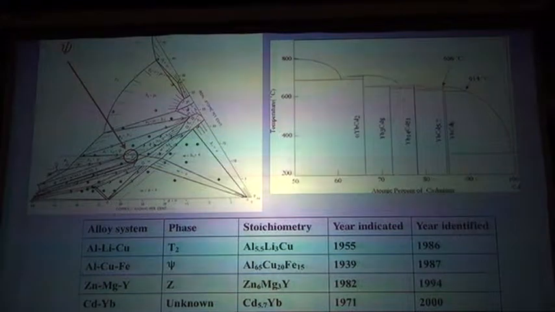But after we investigated, this was a quasicrystal. So here I give some examples. These are all intermetallic compounds. They had already appeared in phase diagrams before the discovery of quasicrystals, but were never mentioned as such.